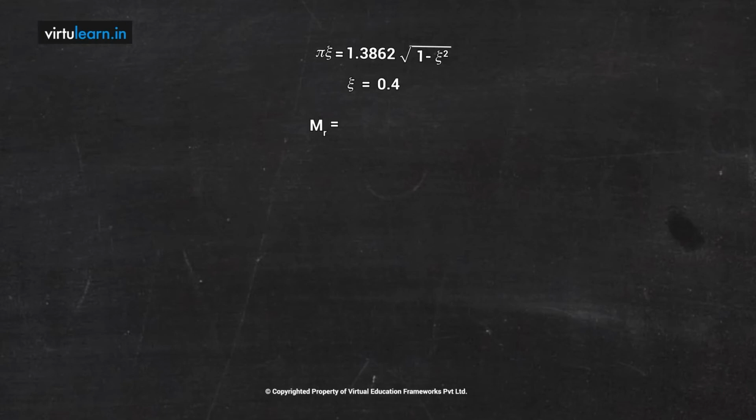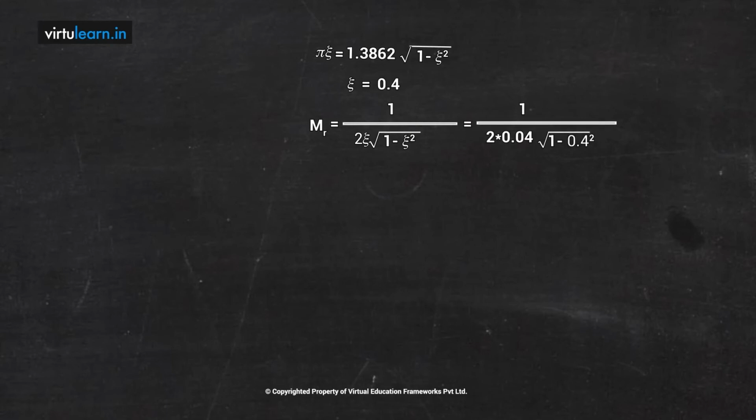What is the resonant peak formula for a second order system? Mr is 1 by 2 zeta into square root of 1 minus zeta square. So zeta we know is 0.4, we can easily substitute here: 1 by 2 into 0.4 into square root of 1 minus 0.4 whole square, which gives 1.3535, which is the resonant peak of the given system.